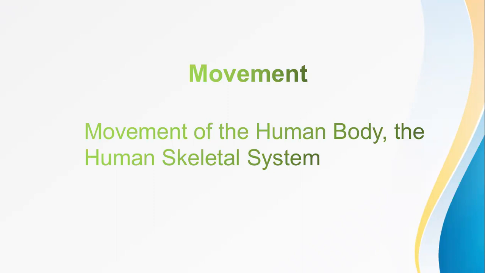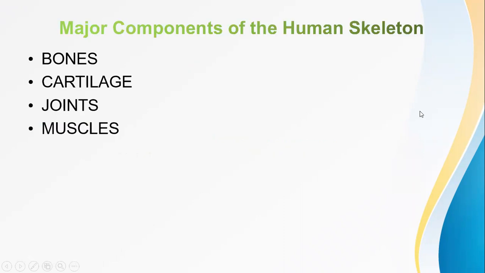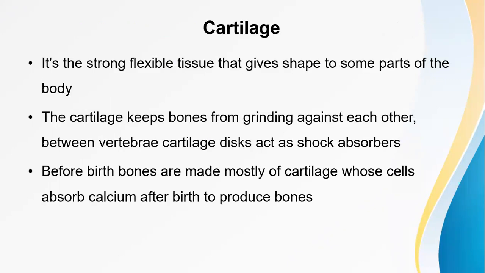Our topic is movement, and we're discussing the movement of the human body, specifically the human skeletal system. In our past video, we saw the major components of the human skeleton. Said there are four of them: bones, cartilage, joints, and muscles. We had already discussed the bones, so today we'll move on to the cartilage. Then we will also discuss joints, and then we'll finish up seeing the various importance of this skeletal system. So let's dive into this cartilage.